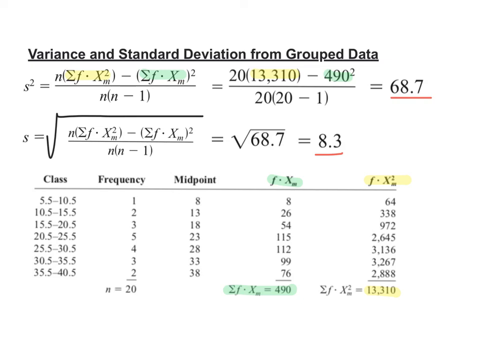This formula, this process, this table, you're going to have to recreate on a quiz or test. Okay? The rest of it, you're going to do on the calculator. When you have the actual data, you'll enter your list into your calculator and it will do the calculations for you. But if you have group data, you're going to have to do this.